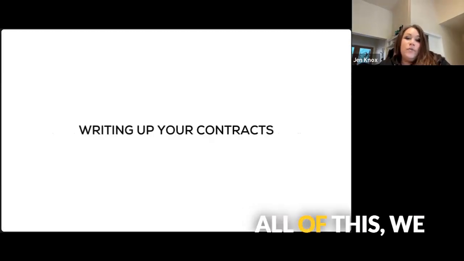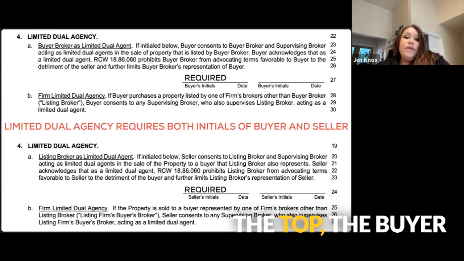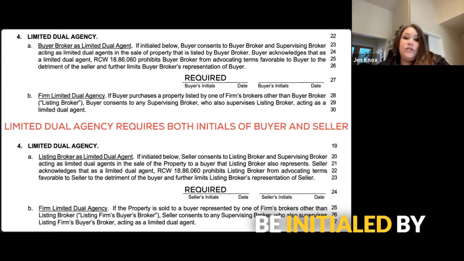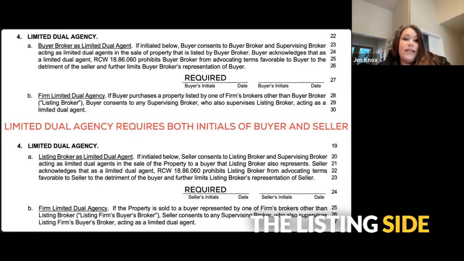In order to do all of this, we do need to have everything in writing, and we need to have consent from both parties to act as a dual agent. I have here on the top the buyer agreement and on the bottom the seller agreement. Both of these are required to be initialed by your client if you are acting as a dual agent. They need to consent on the listing side and they need to consent on the buying side.